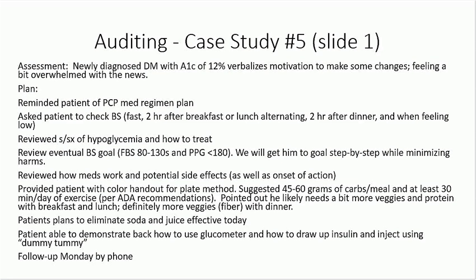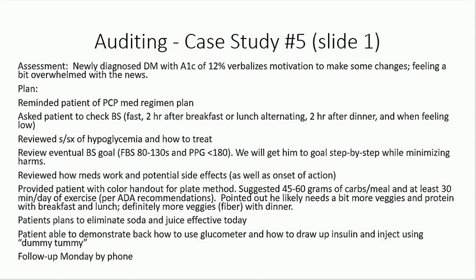Case 5 is documented in an APSO format, which means that the assessment and plan come first in the note, followed by the subjective and objective information. The assessment is a newly diagnosed diabetic with an A1C of 12% who verbalizes motivation to make some changes and is feeling overwhelmed with the news. The patient was reminded of the PCP's medication regimen plan.